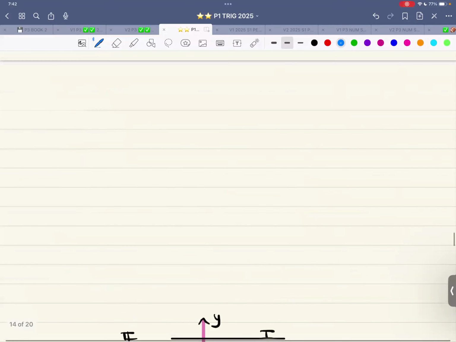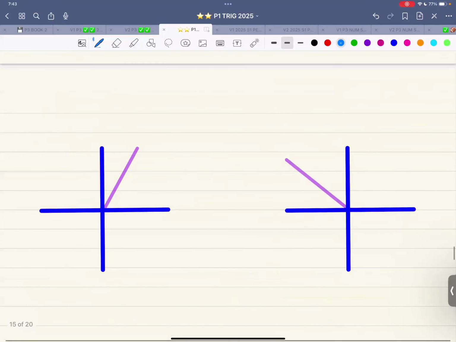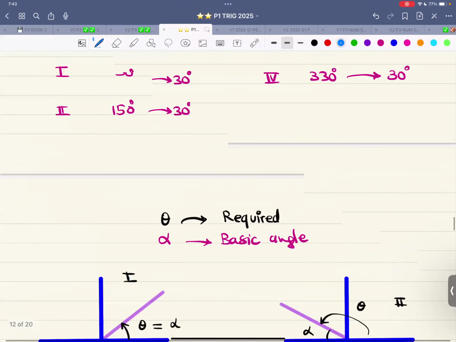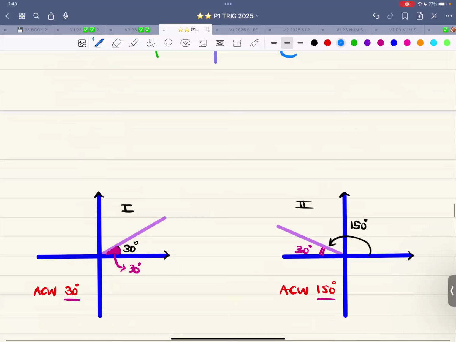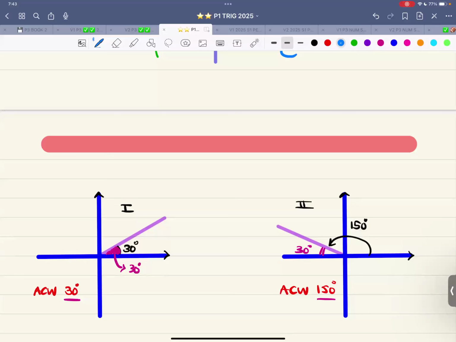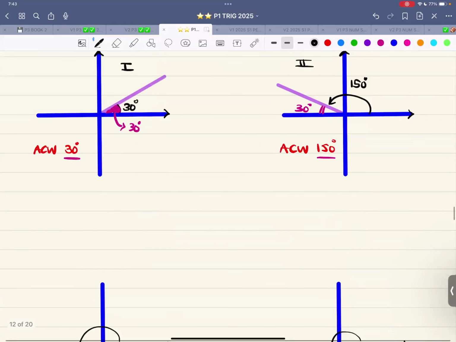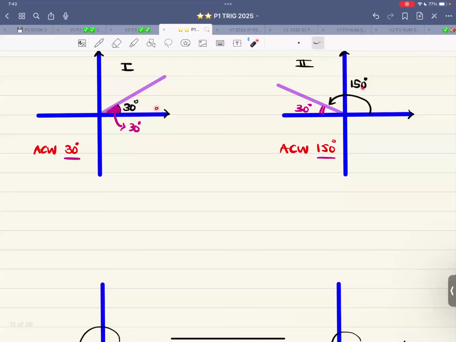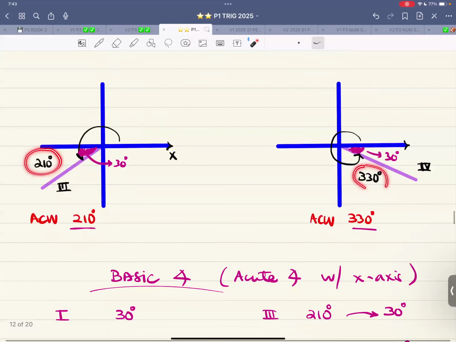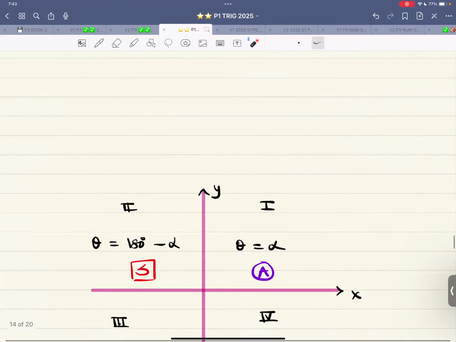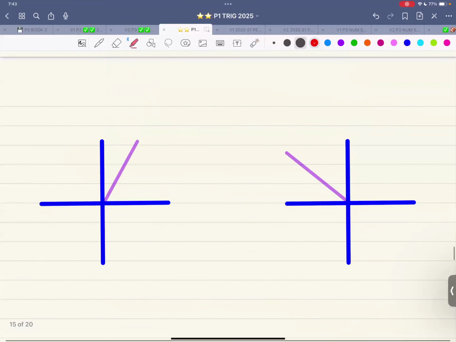So now these are the major decision makers. Over here, we were talking about 30 degrees and its relatives in all four quadrants. Which four angles are we talking about? We are talking about 30, 150, 210, and 330. And that was the analysis that we got. Now let me talk about other angles.